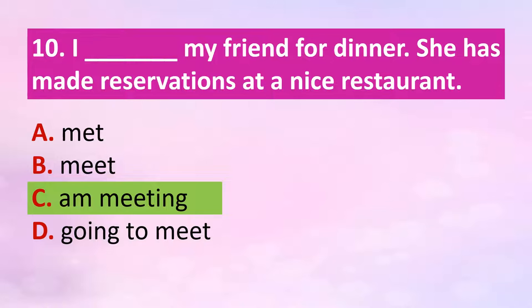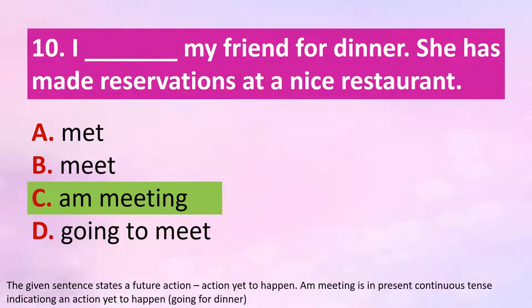The given sentence states a future action. That is, an action yet to happen. I am meeting is in present continuous tense, indicating an action yet to happen, that is, going for dinner.